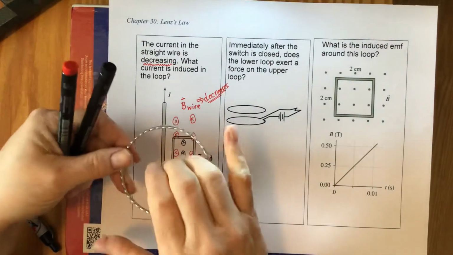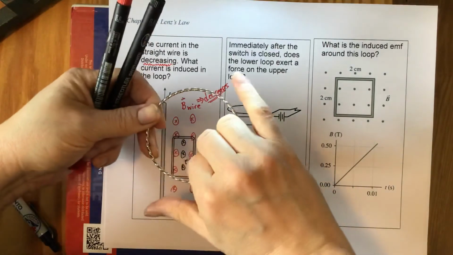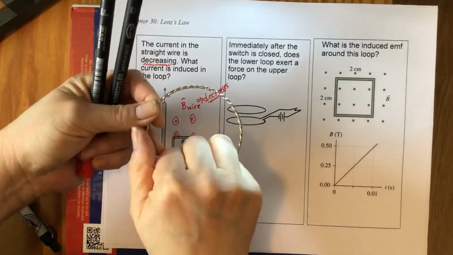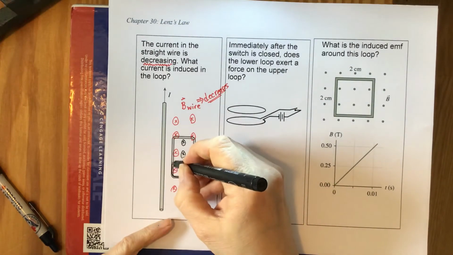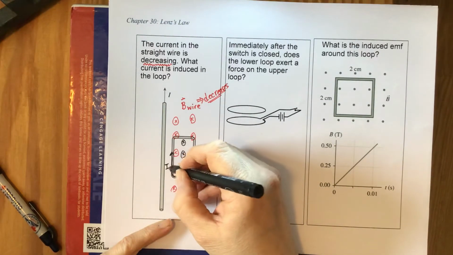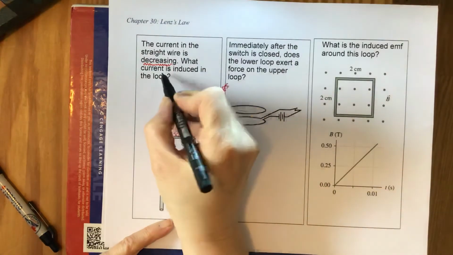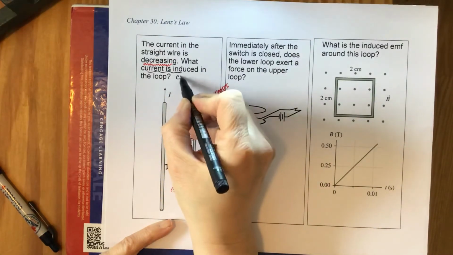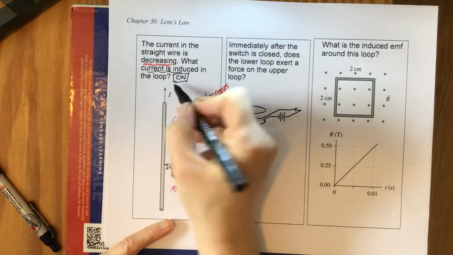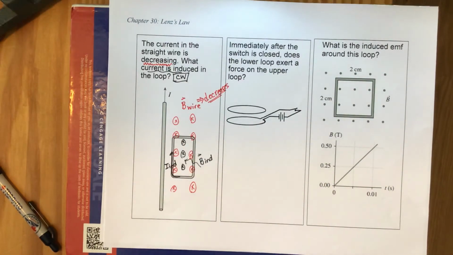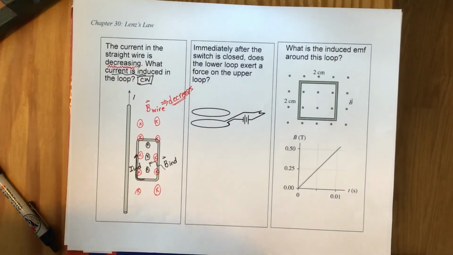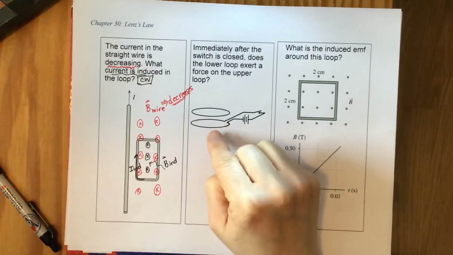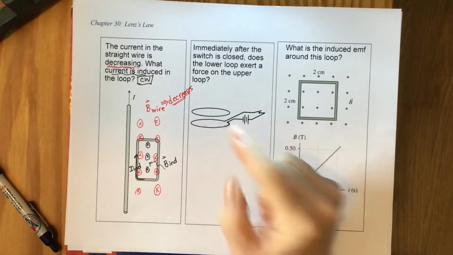What does that give us for current? Well, if our fingers go into the page, we see that our thumb comes around in a clockwise direction. So our induced current comes around this way. So what current is induced in the loop? Clockwise. Okay, after we get done with Faraday's law, we would be able to calculate the magnitude of that, but for right now we're looking at direction. Next, immediately after the switch is closed, does the lower loop exert a force on the upper loop?